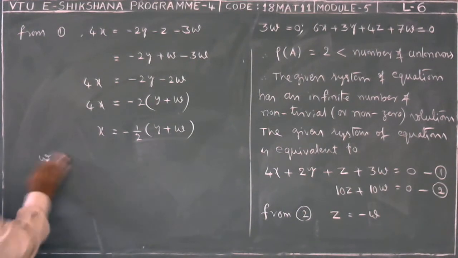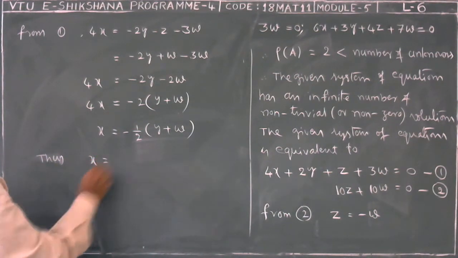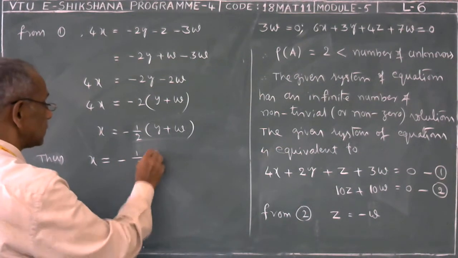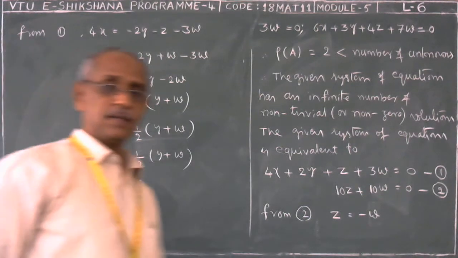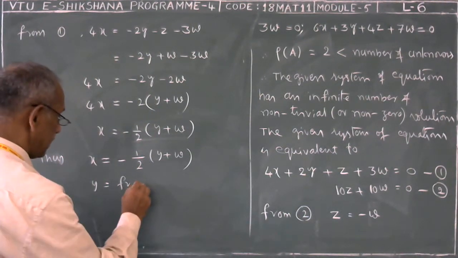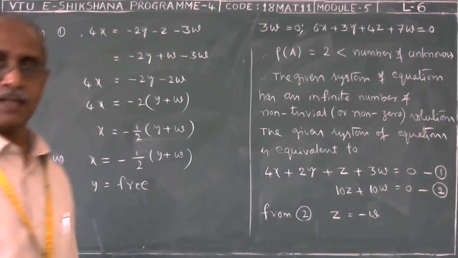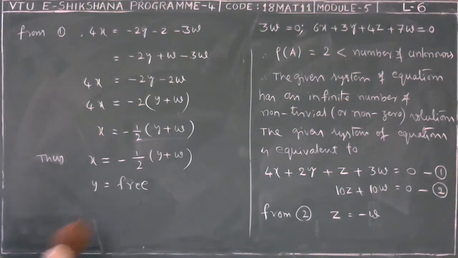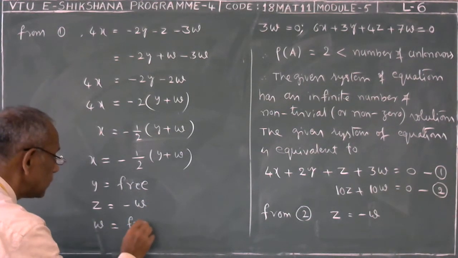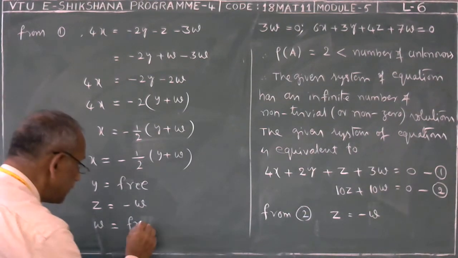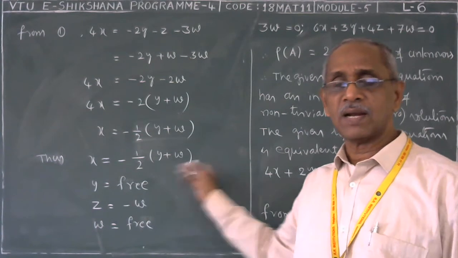Thus the infinite number of solutions: x is minus 1 by 2 into y plus w. Y is a free variable or a parameter, which means it can assume values. Then only we get an infinite number of solutions. Then z is minus w, and w is also free. So giving values to w and y, we get different solutions, an infinite number of solutions.